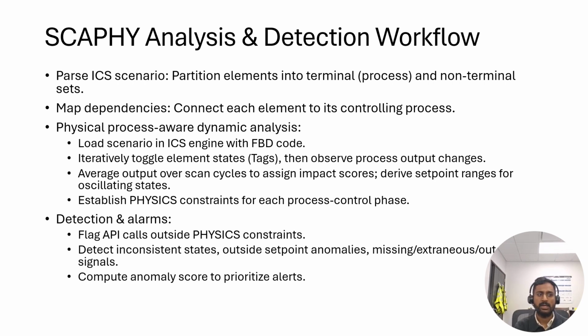For states with oscillating impact, where the process output may increase in some situations and decrease in others, Scaphy derives a set point range or a normal operating range, which defines a minimum and maximum impact score for the processes. Scaphy raises alarms when executed APIs in the process control phase are not within the physics constraints, when control signals cause inconsistent state or set point deviations, and when, let's say, out of order commands are seen from SCADA. Scaphy, using all of this, computes an anomaly score to prioritize alerts.